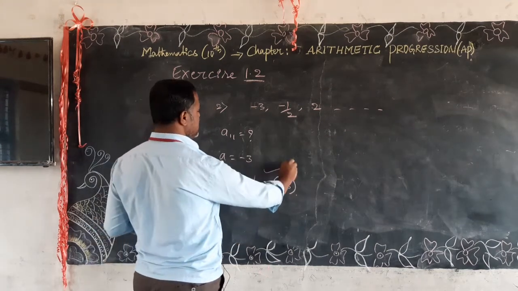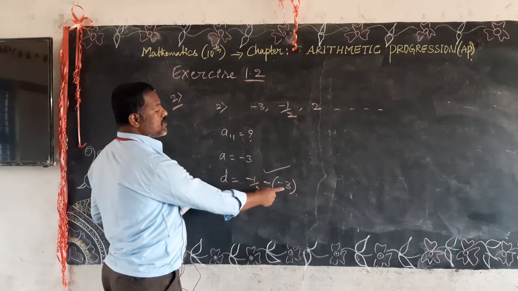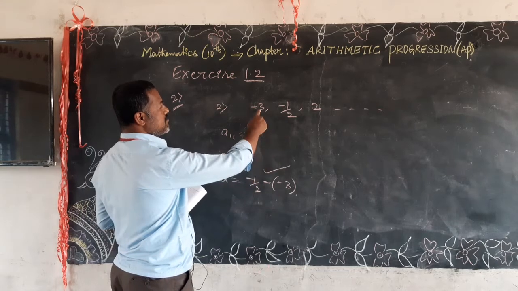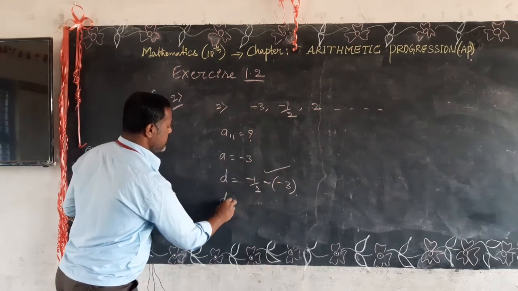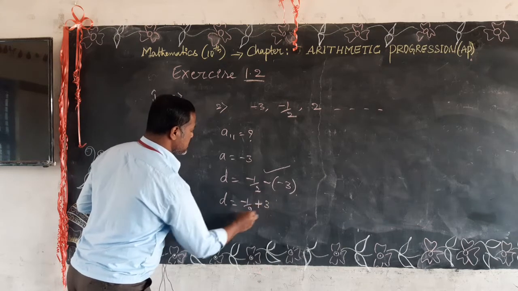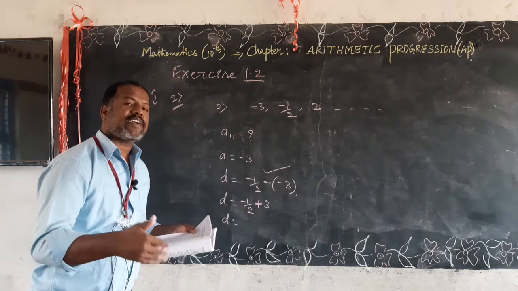It's very important, children. Take the formula: second term minus first term. The second term is minus 1 by 2, minus, open the bracket, the first term is minus 3. Therefore, D is equal to minus 1 by 2, minus into minus becomes plus. Therefore, the value of D is equal to 0.5.